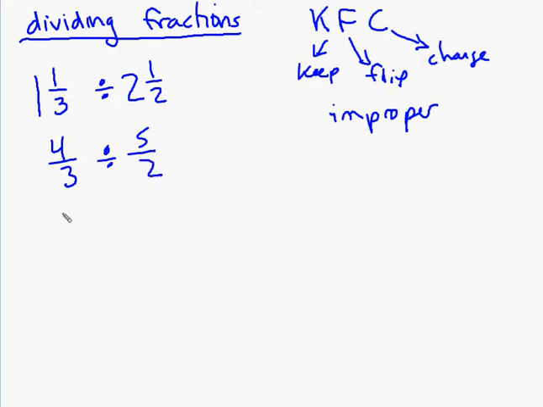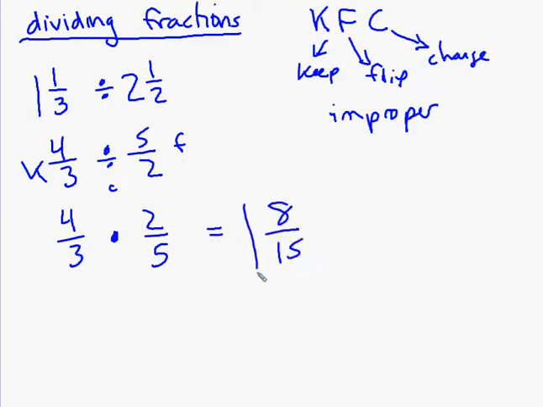I'm going to keep the first fraction. I'm going to flip the second fraction and switch to multiplication. Keep, keep, flip, and change to multiplication. Now I do top times top, bottom times bottom, nothing to cross cancel.